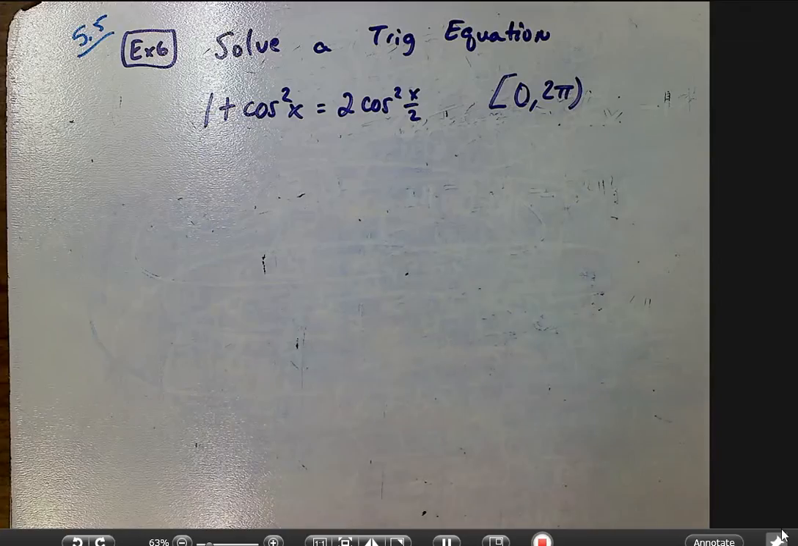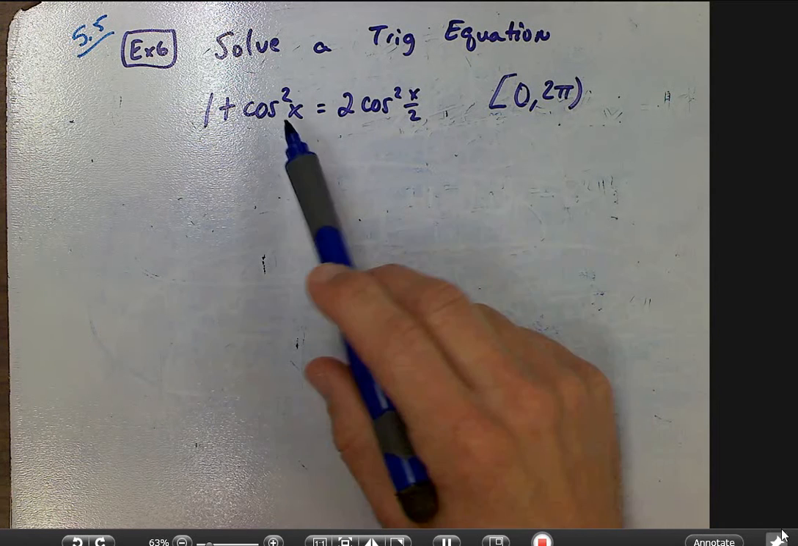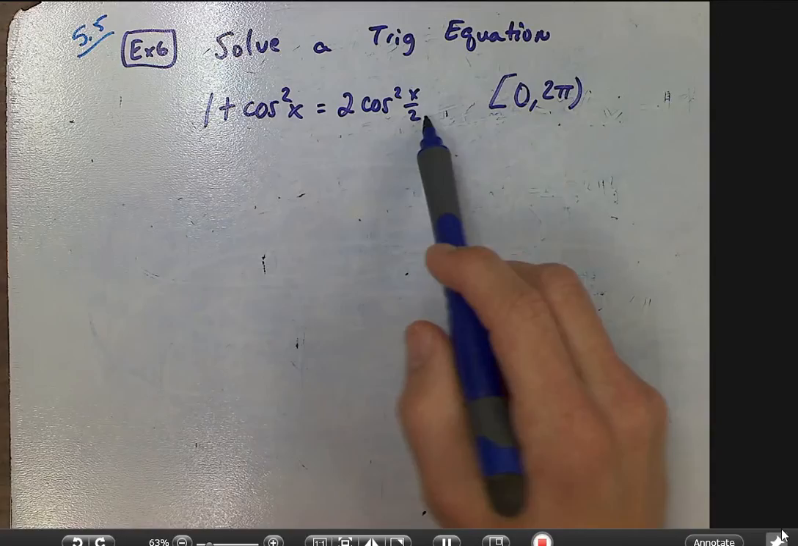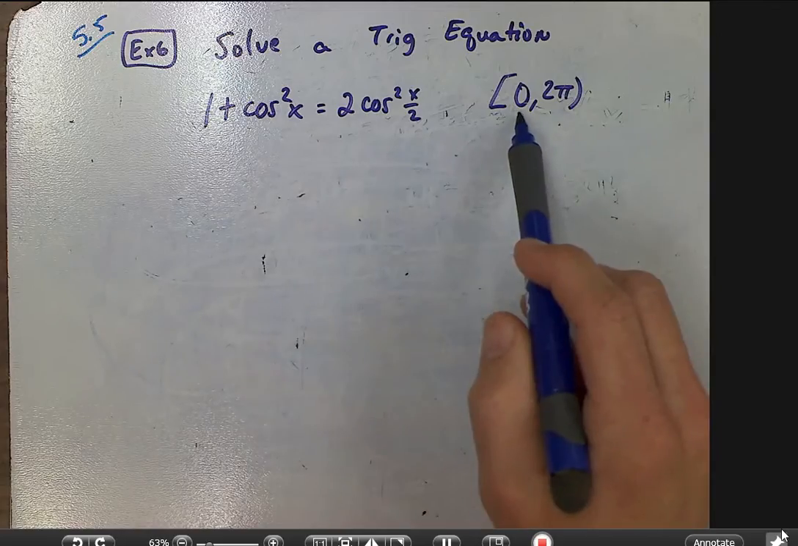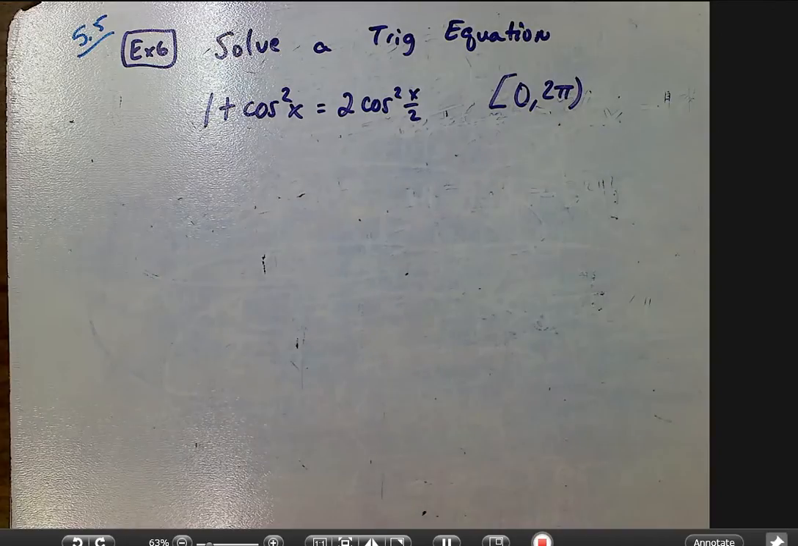Okay, here in lesson 5.5, example 6, it talks about solving a trig equation. Notice this trig equation has cosine squared, it has the half angle, and it tells us to solve from 0 to 2 pi. So only one time, only one revolution around the circle.